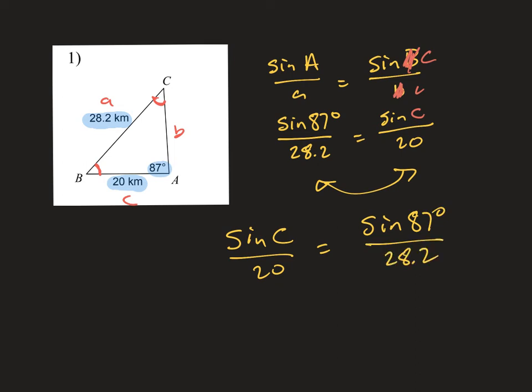And I'm going to multiply both sides by 20, and then we can crank this out in the calculator. But we won't be done yet because all we're solving for is the sine of C. So when we do this, I find out that the sine of C is whatever sine of 87 degrees divided by 28.2 times 20 is. And I'm going to calculate that now.